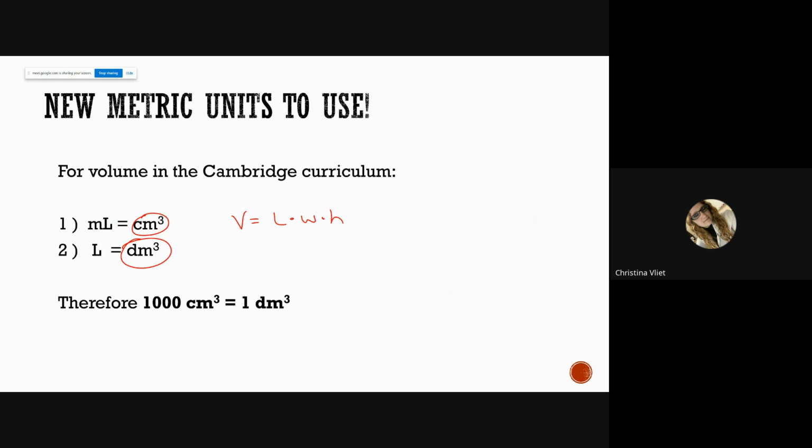What does that mean? You've got some beakers in front of you. So all of our beakers are going to be written with American units. So this says 400 milliliters at the top, but now in your head, what do you need to read that as? Centimeters cubed. So every time you see mL, it's the same thing as centimeters cubed.